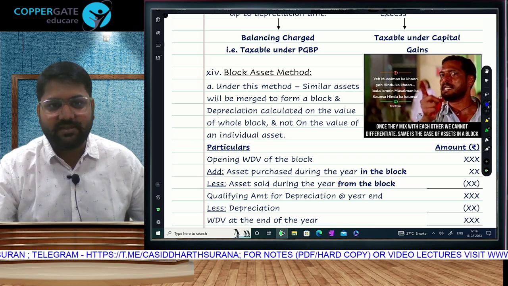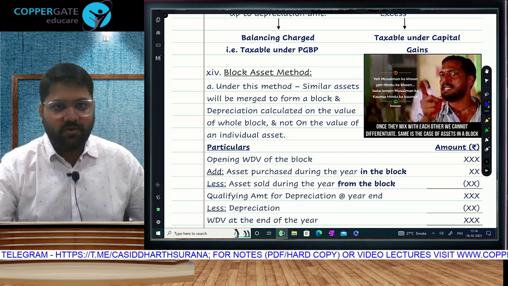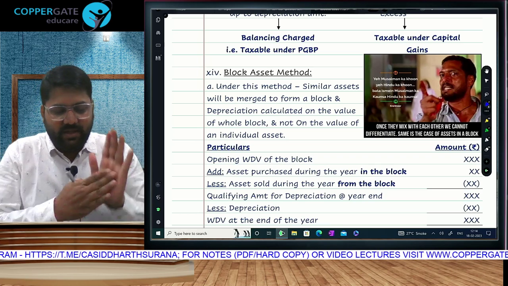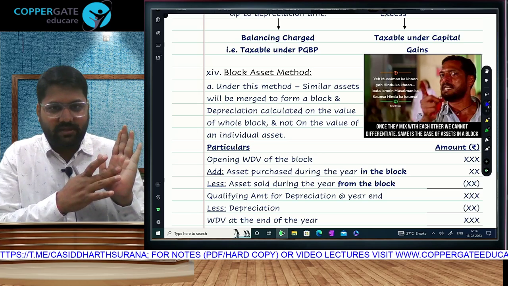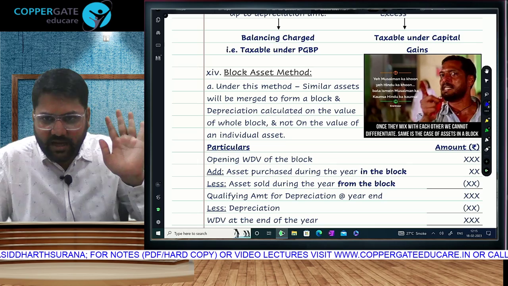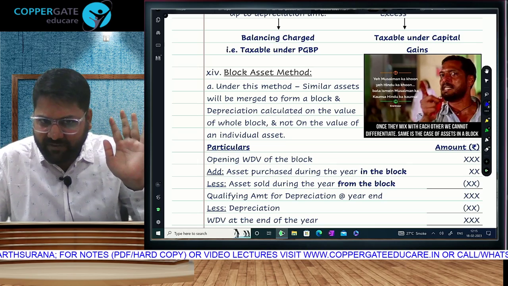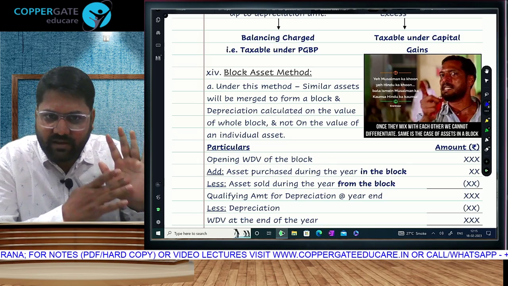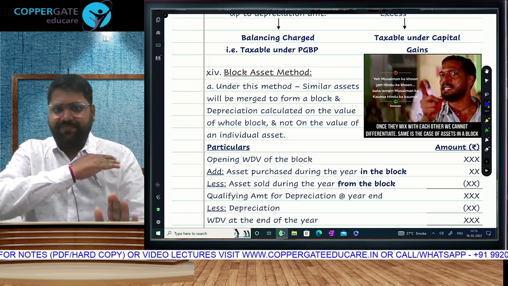Good old timers are aware of this movie of good actor, great actor Nana Patekar. He mixed Hindu blood and Muslim blood on one palm. He said, ab bata isme Hindu ka kaunsa, Musalman ka kaunsa. Saale banane wale ne ko farak nahi kiya, tu kaun hota hai farak karne wala. Same is the case of block asset method. When the blood mixes, you cannot identify.